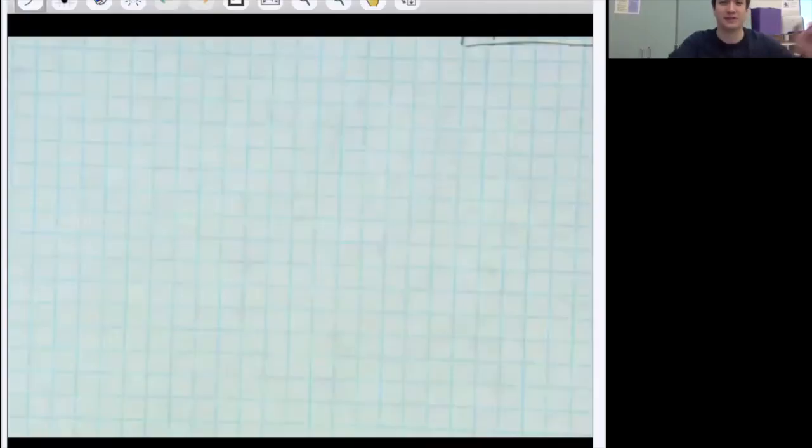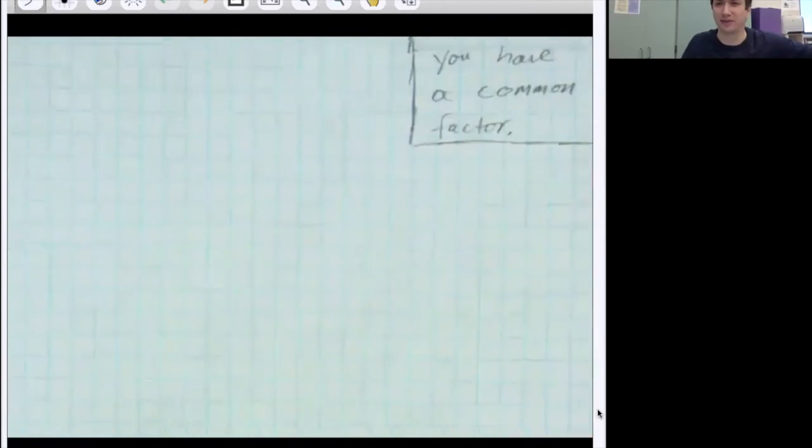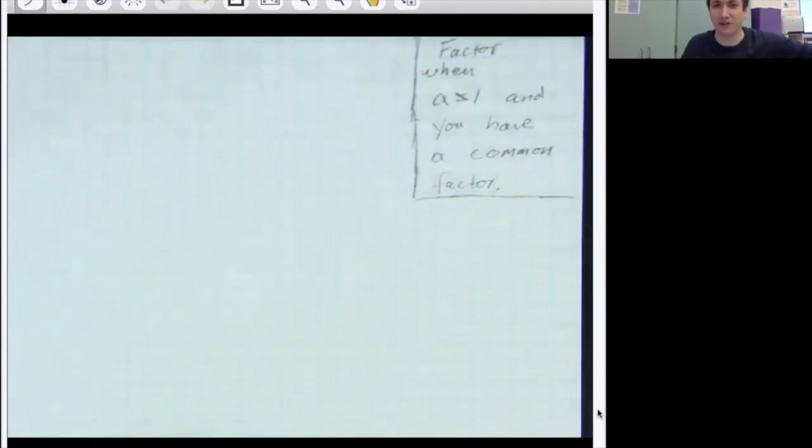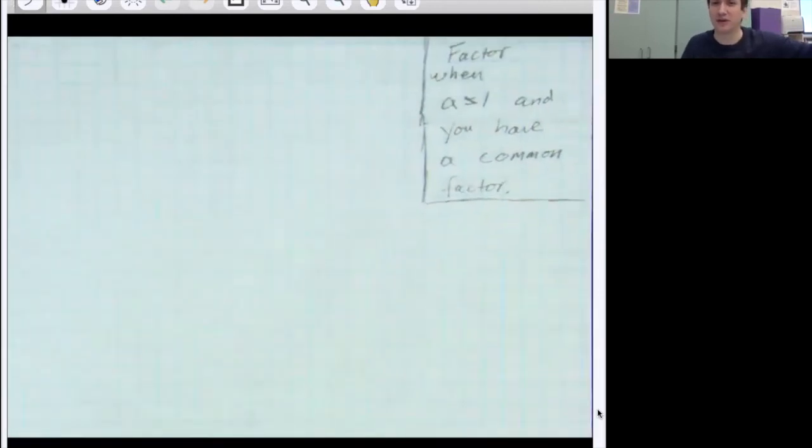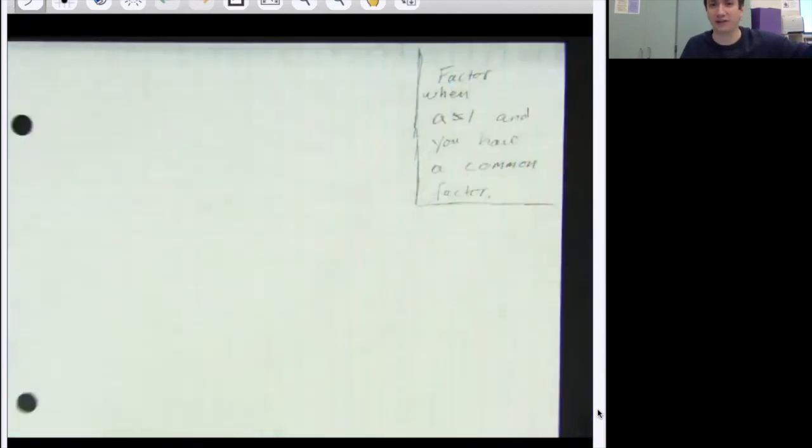Let me go ahead and share a second little bit of notes with you. Okay. So with this, we are going to title it something new. Just struggling with that a little bit, but I think it's better if we do. We're going to say factoring when a does not equal one, and you have a common factor.